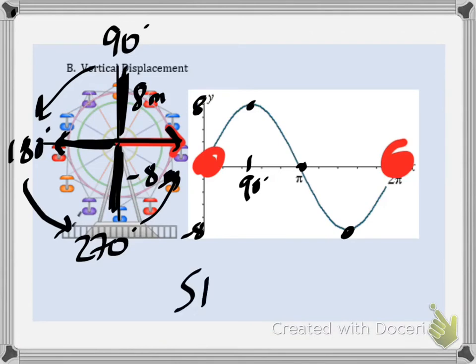Now if we look at this graph, this resembles our sine graph. Therefore, the vertical displacement would be modeled by a sine function.